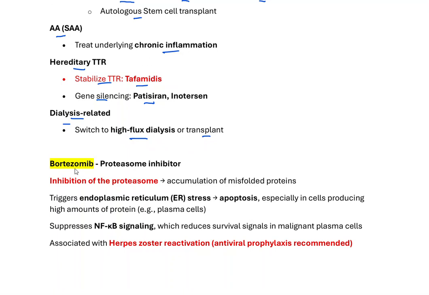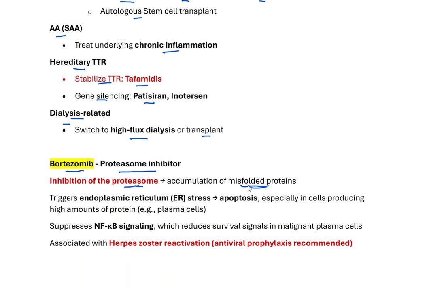So going back to bortezomib, bortezomib is a proteasome inhibitor. By inhibiting the proteasome, that will lead to accumulation of those misfolded proteins. Remember, we mentioned the job of the proteasome in the previous lecture, which is where we destroy proteins that are ubiquitinated. If you ubiquitinate any protein, that means it is destined for destruction in the proteasome. So by inhibiting this proteasome, that leads to accumulation of misfolded proteins.